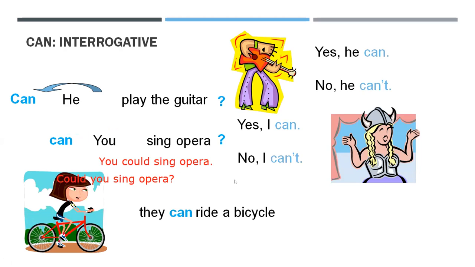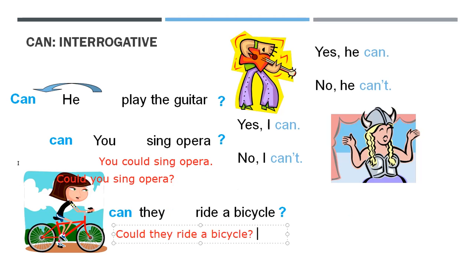They can ride a bicycle. So what's the question? Can they ride a bicycle? Okay, simple past. Could they ride a bicycle? Simple past, right?